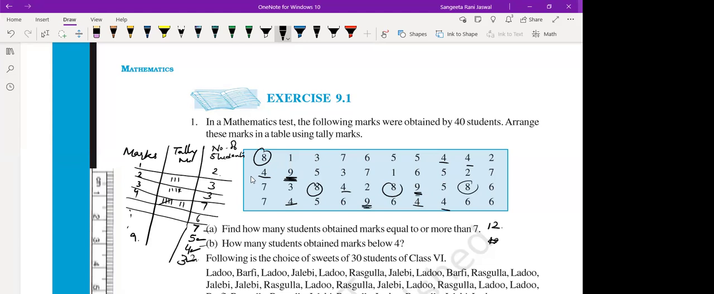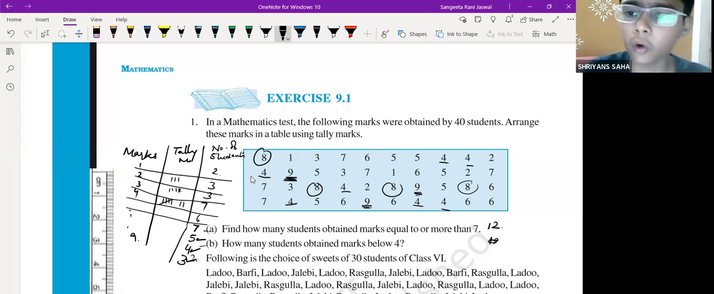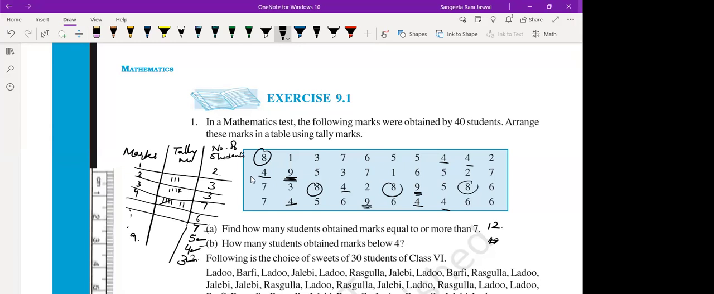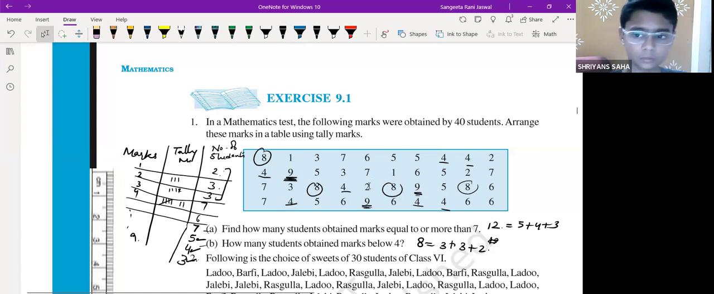Okay, how many students obtain marks below 4? 15. Yes, ma'am. So, below 4. So this is 4 here. So you have to see the ones who have got below 4. That's 8 plus 3 is 11... So this was 5 plus 4 plus 3, and this is 3 plus 3 plus 2. Right? Is that okay? Everyone understood this? Yes, ma'am. Any child who has any difficulty here?